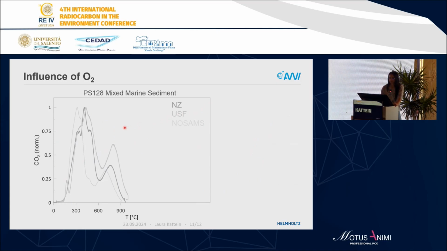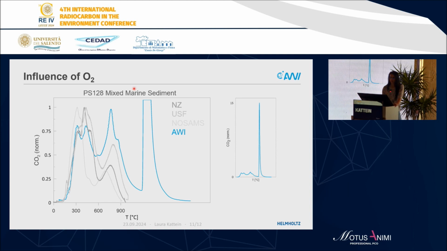Here you can see the thermograms we got for a different type of sample, and in order to investigate this hypothesis about the influence of oxygen, we decided to do some more experiments with this sample. This is our thermogram in comparison. You can see the shape is really different, and we have this super large non-pyrolyzable peak.